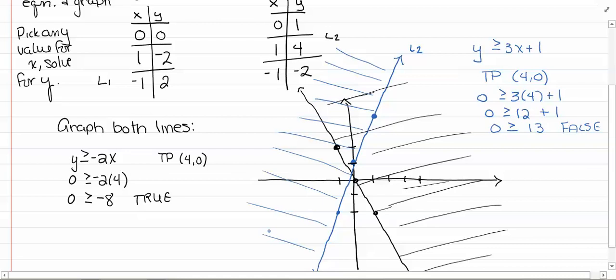I'm looking to see where would the blue and the black cross, and that's where my solution will be. So where I have blue and black, it appears is right in here in the middle. And that's the only place that I see the blue shading and the black shading intersect. So that's where my final answer would be, is right there in that piece of pie wedge.